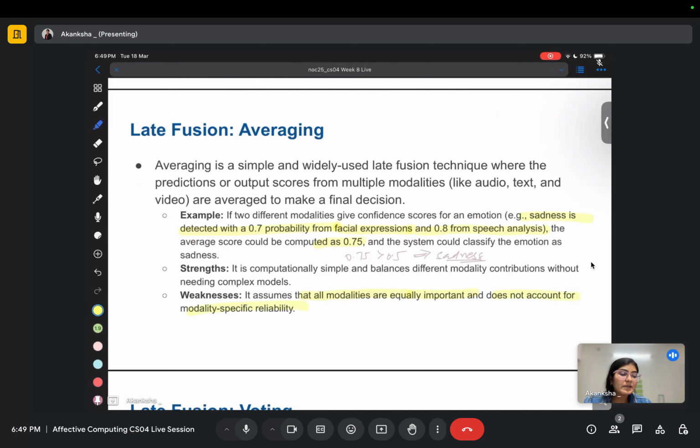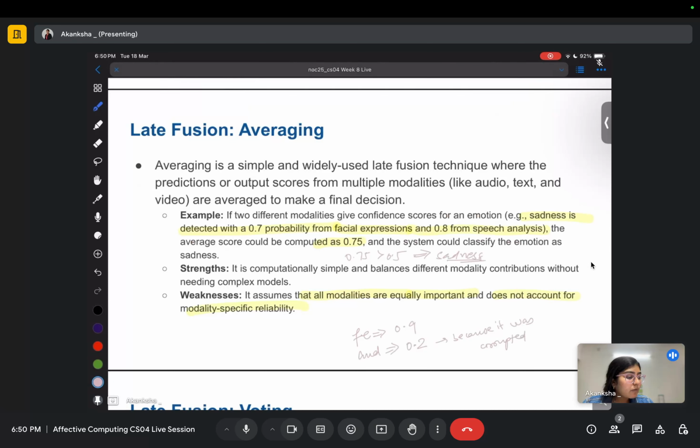for modality specific reliability. Let's say your audio was not good, but you still process it and there is a lot of noise, and it gives you some kind of score, let's say 0.8 for happiness, whereas the actual label is sadness. But let's say the facial expression is giving the probability, let's say 0.9, but audio gives you 0.2, just because it was corrupted.